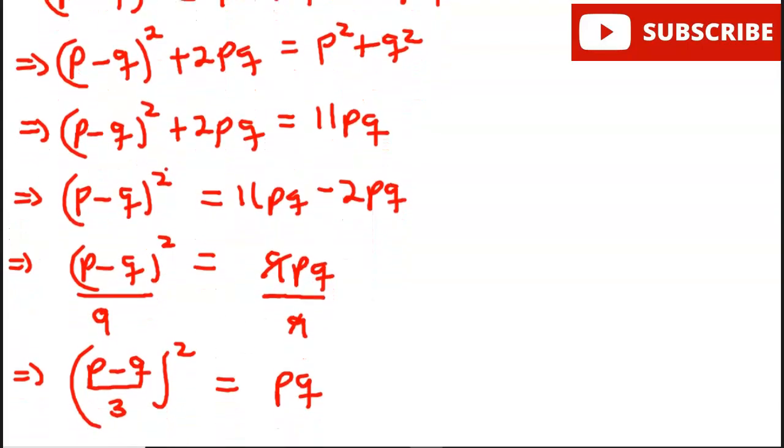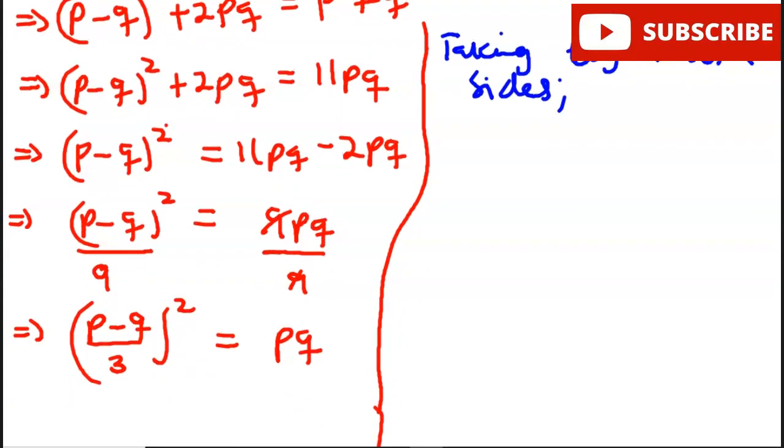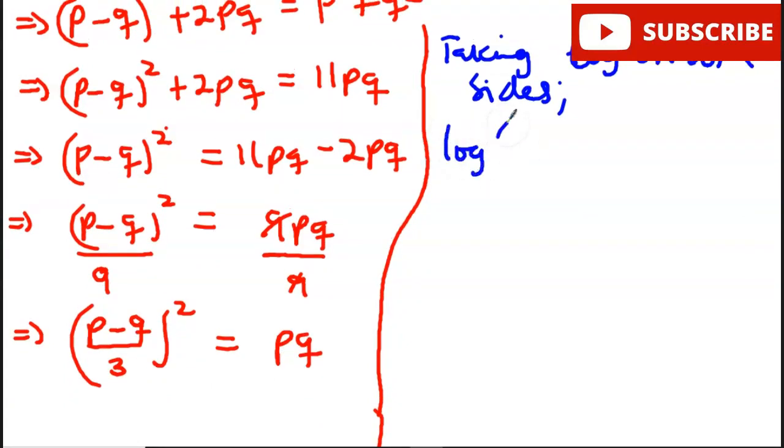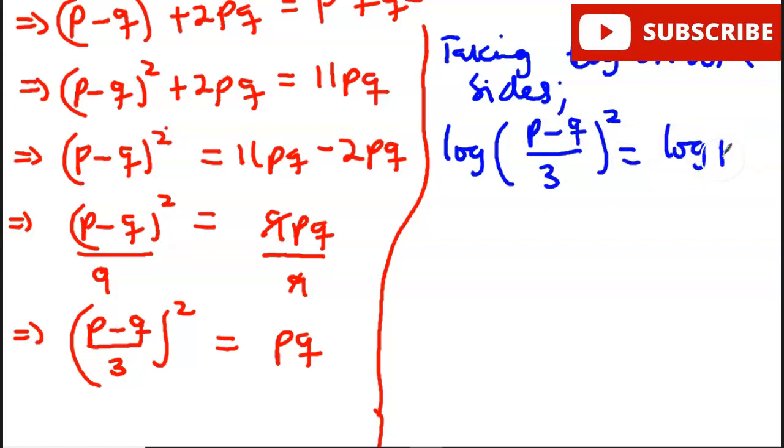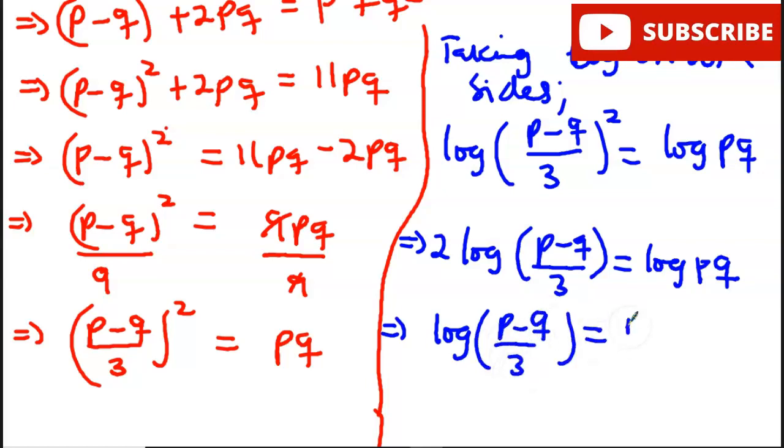So I want us to take log on both sides. We are going to have log of ((p minus q) over 3) all squared is equal to log of pq. By power law, we can say 2 log of (p minus q) over 3 is equal to log of pq. And then we divide both sides by 2, which is log of (p minus q) over 3 is equal to half of log pq.